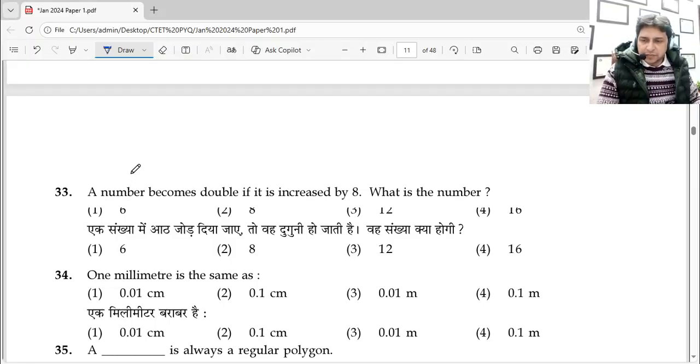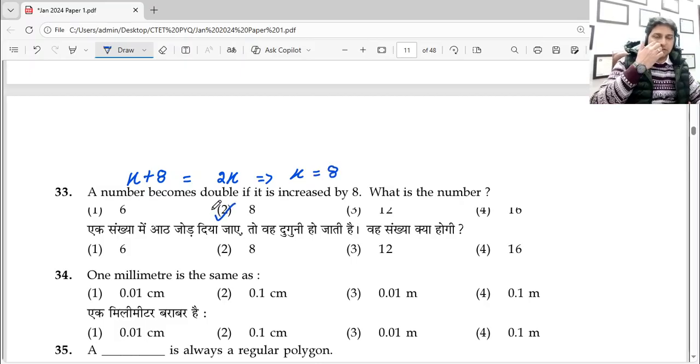Let's say the number is x. It becomes double, that means it becomes 2x, if it is increased by 8. That means when the number is increased by 8, it becomes double of itself. Now if I solve it, if I bring x towards the right hand side, I get x equal to 8. So the number is 8. Straightforward answer.